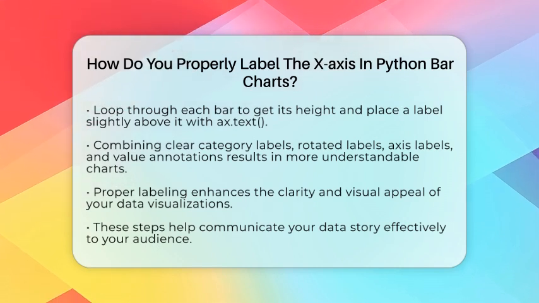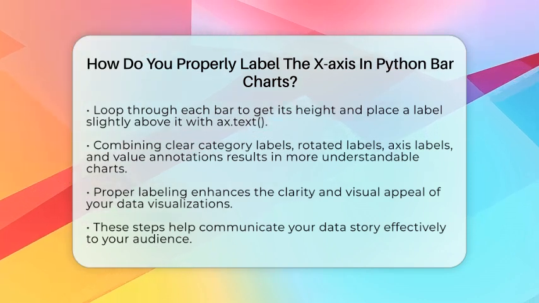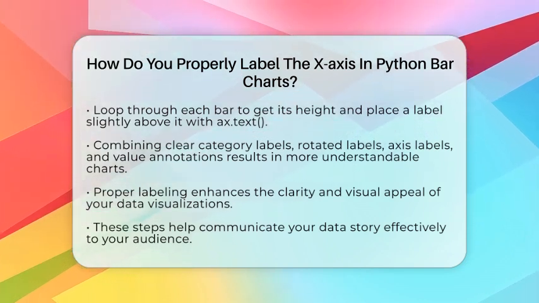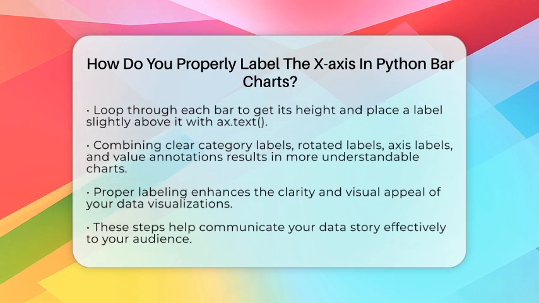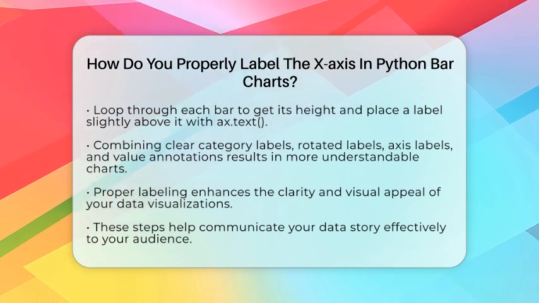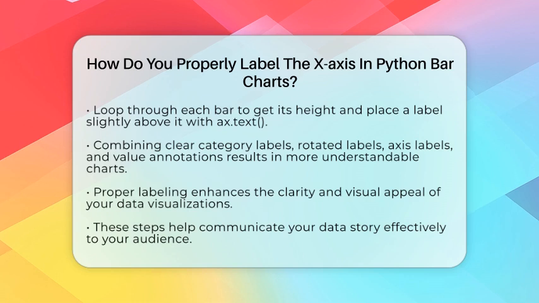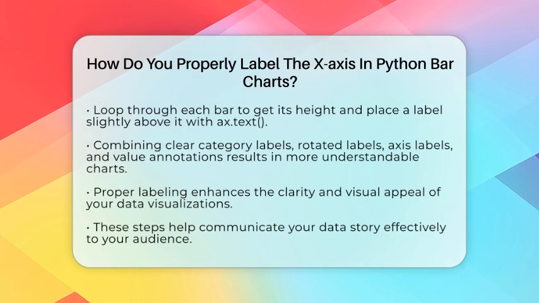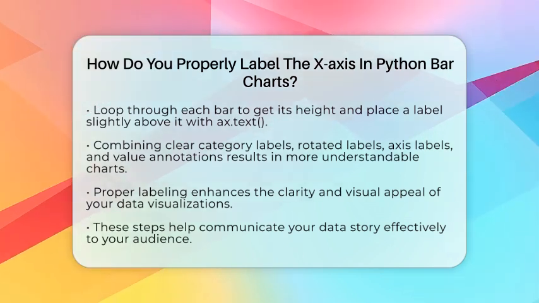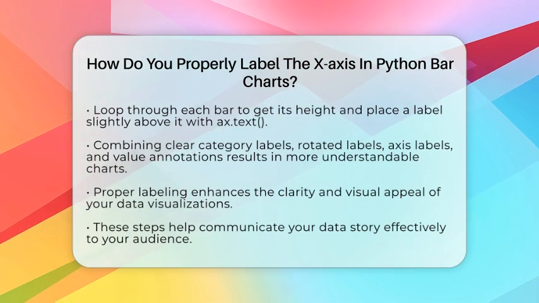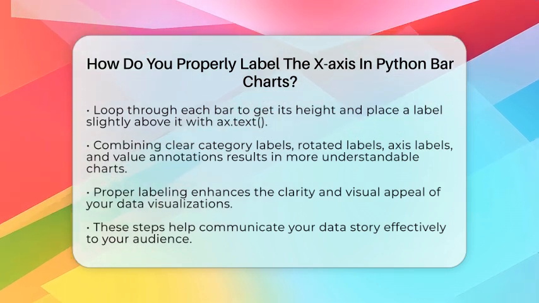So, to properly label the x-axis in Python bar charts, start with clear category names, manage label orientation for readability, add a descriptive axis label, and optionally include value labels on the bars. These steps make your charts more understandable and visually appealing, helping your audience grasp the story your data is telling.